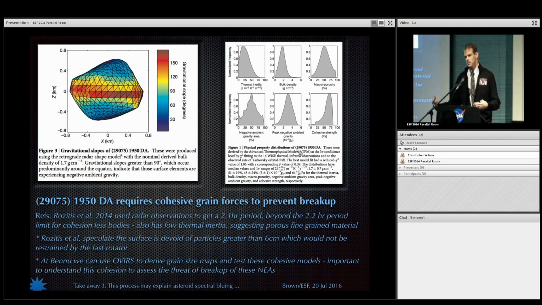Their model, in fact, induced them to suggest that everything bigger than 6 centimeters would be excised from the surface of this asteroid because these cohesion forces would not be able to hold anything greater than that. So that's really interesting. This is a different body, of course, and Bennu has a much longer period, but it's these sorts of cohesion parameters that we could get out of back modeling our models of the regolith that we will be able to map using OVIRS on the surface of Bennu in the coming years. Thanks very much.